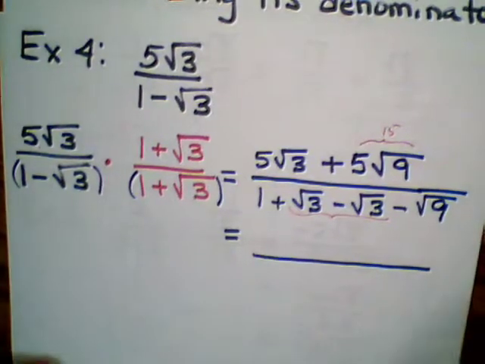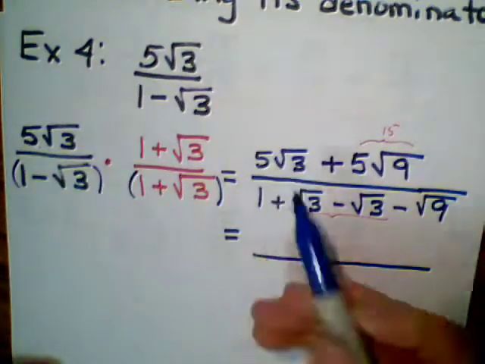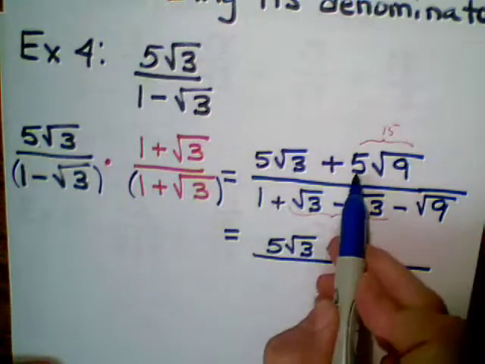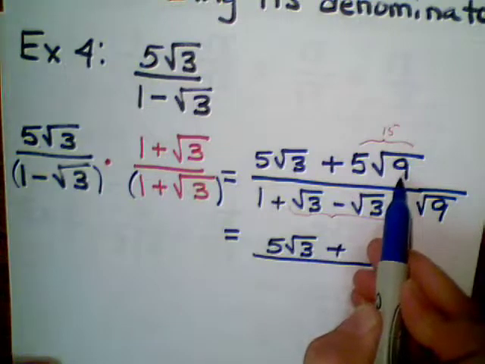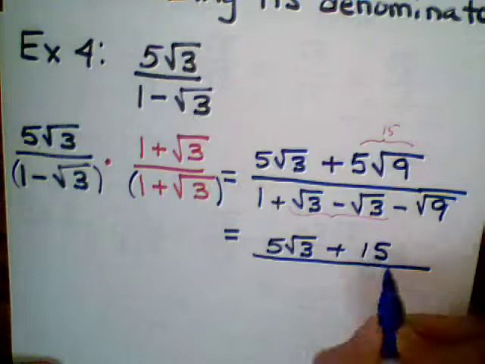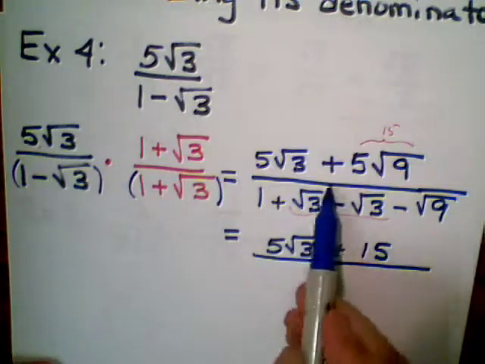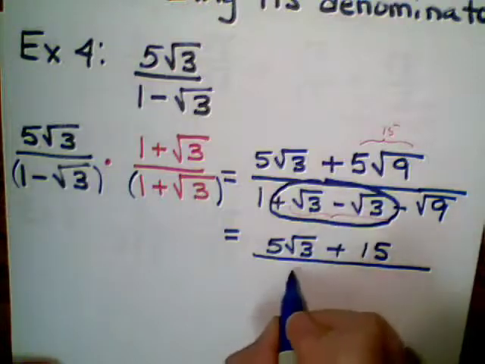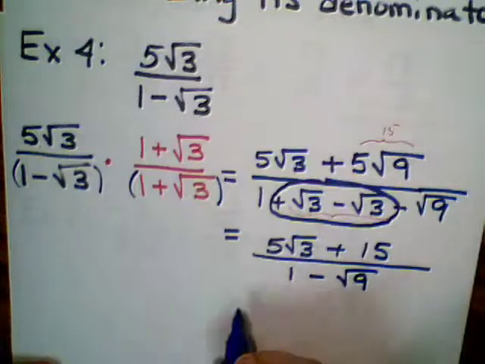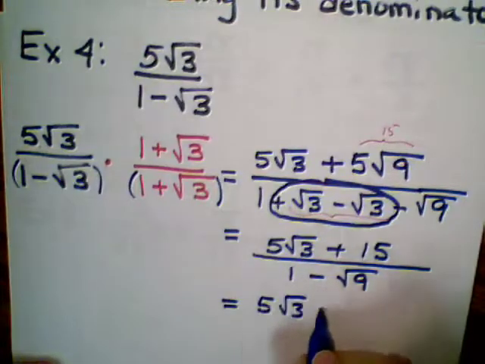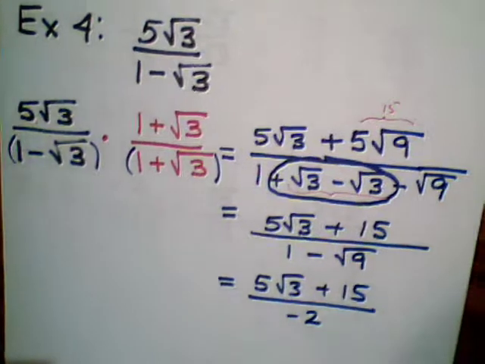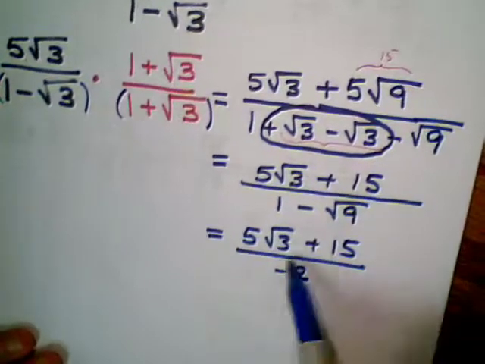Okay, let's write down our simplified answer. 5 square root 3, I don't see anything that we can simplify there. But 5 times the square root of 9 is equivalent to 5 times 3, or 15. And the denominator? These opposites add up to 0. I'm left with 1 minus the square root of 9. And we recognize 9 as a perfect square. And 1 take away 3, negative 2. All right. So this is a perfectly good answer.